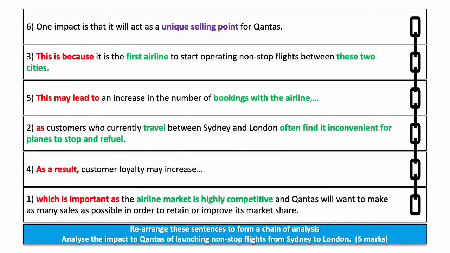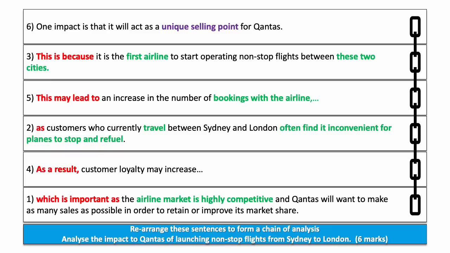So this slide shows you the correct order that you should have come up with. So let's talk through the response. So one impact is that it will act as a unique selling point for Qantas. You can see here that is an impact, as I mentioned earlier, but it is a knowledge point. So if that was the only sentence that this student included in their response, it would gain 0 marks.